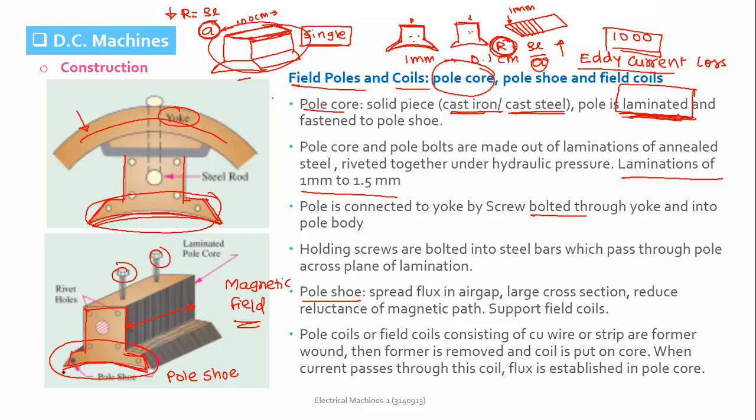It will increase the cross-sectional area over here. So very first, it will spread the flux uniformly in the air gap. Secondly, it will also reduce the reluctance of the magnetic path. Let me show you how this will happen.